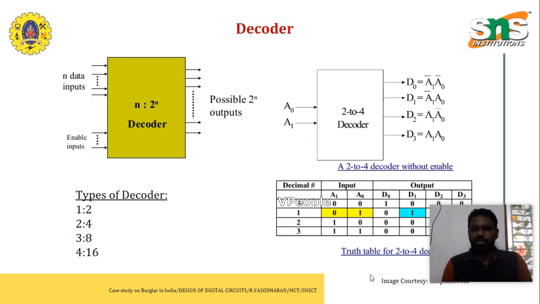Here we have shown a 2:4 decoder, which consists of two inputs A0 and A1, and four outputs D0, D1, D2, and D3. These outputs are selected according to the decimal value of the enable inputs. It may be 0, 1, 2, or 3. So depending upon the enable input, the output will be chosen accordingly, and then the information will be decoded.